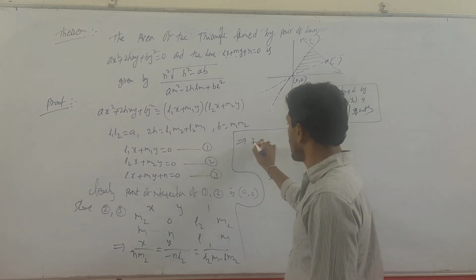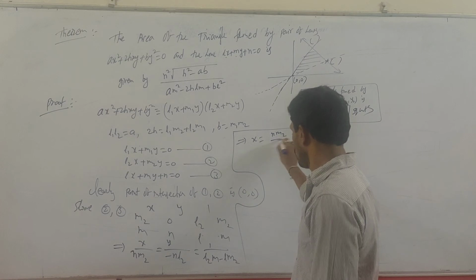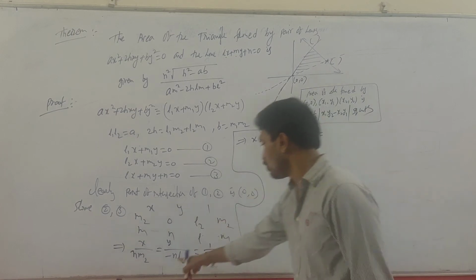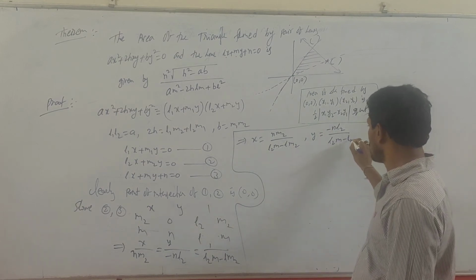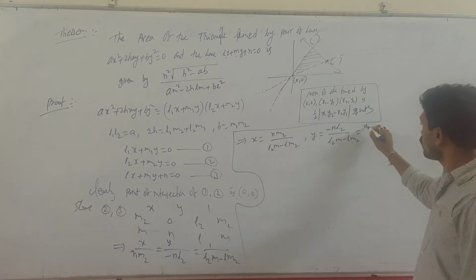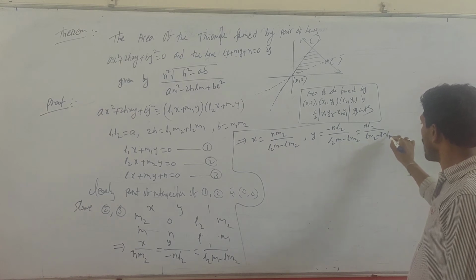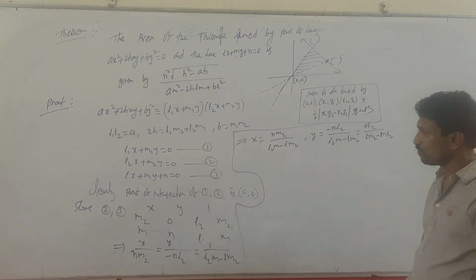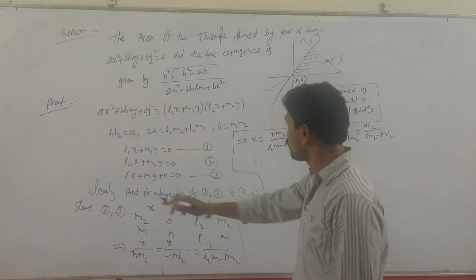So what can I write? x is equal to NM2 by (L2M minus LM2), and y is equal to minus NL2 by (L2M minus LM2). Otherwise, multiplying the minus into the denominator, we have NL2 by (LM2 minus ML2). Just multiplying by minus, this will be negative, this will be positive. Okay, so therefore the point of intersection of 2 comma 3.